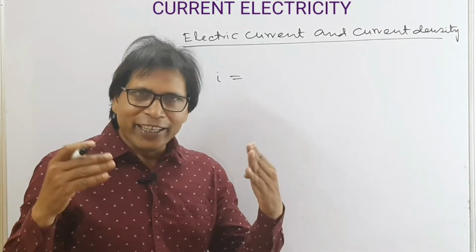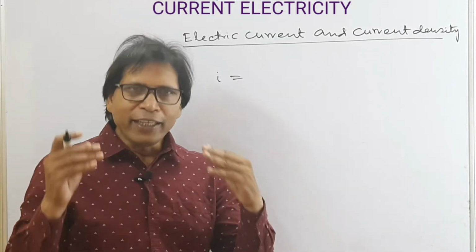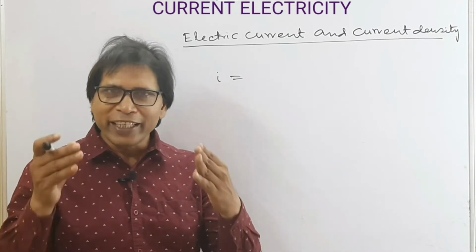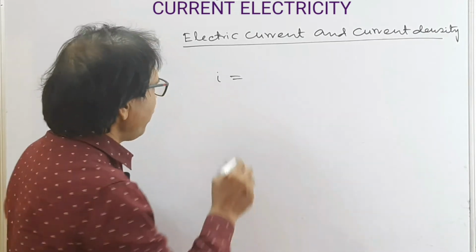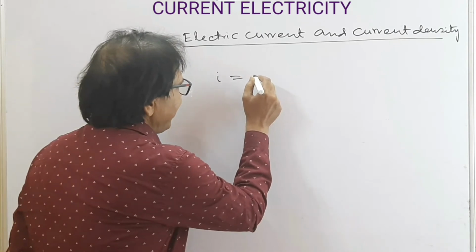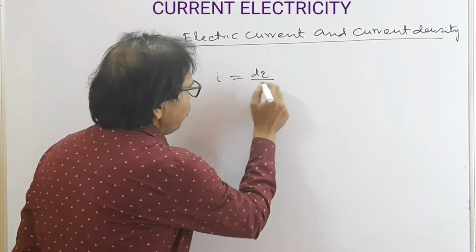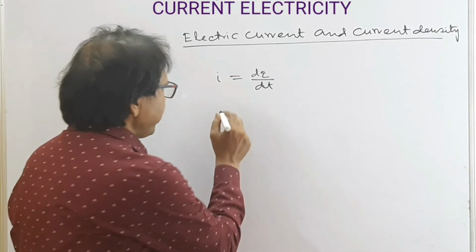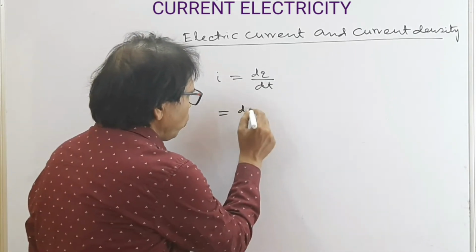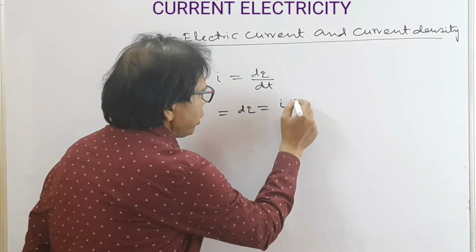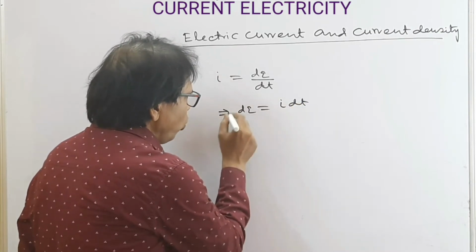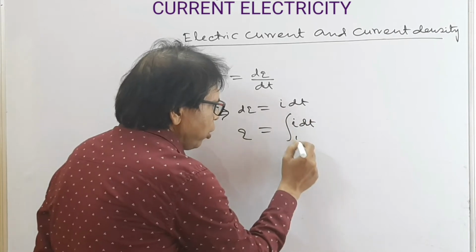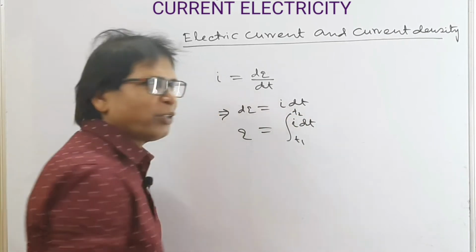Now instantaneous current. The instantaneous current is the rate of charge flow with respect to time. Therefore instantaneous current is equal to dq by dt. From this equation we can calculate dq, that is I dt. So q equals the integration of I dt from t1 to t2.